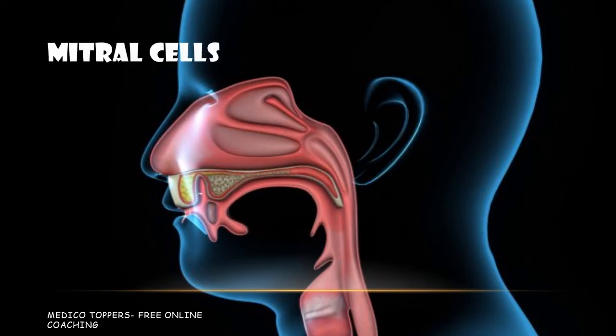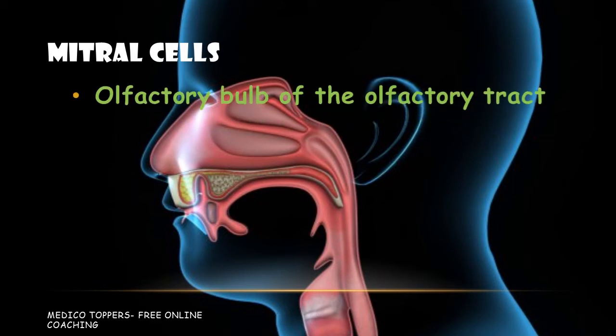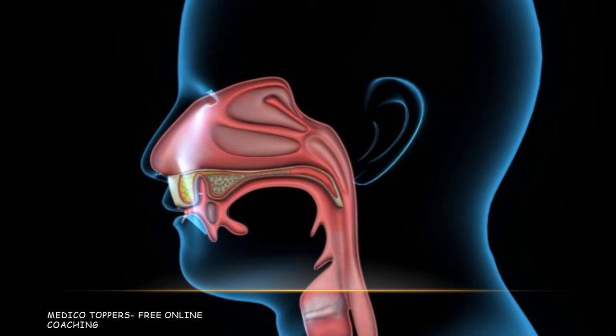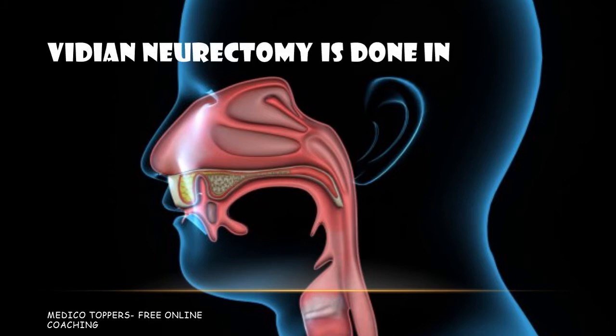Then mitral cells, where we can see, it can be seen in the olfactory bulb of the olfactory tract. Then frog face deformity, where we can see, and the answer is ethmoidal polyp. VIDIAN neurectomy is done in which condition? This is one of the most important MCQ. In vasomotor rhinitis.